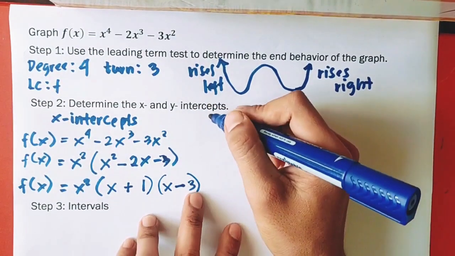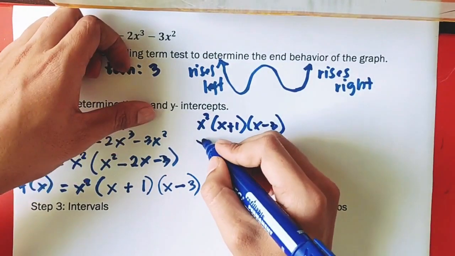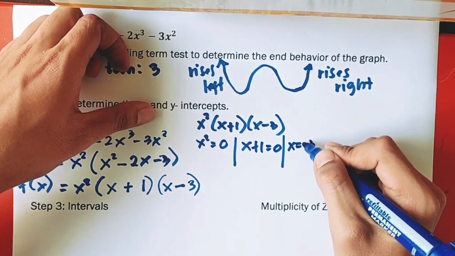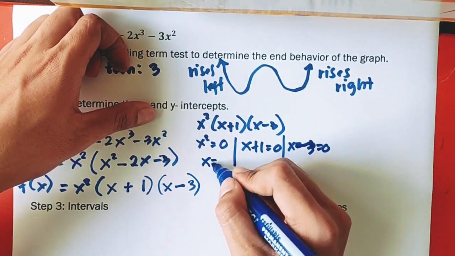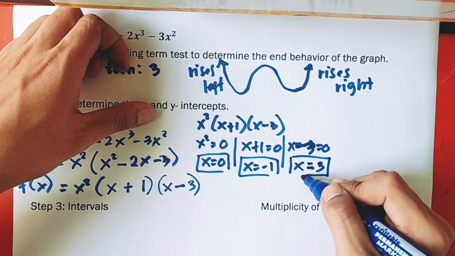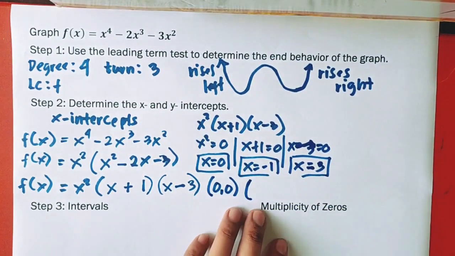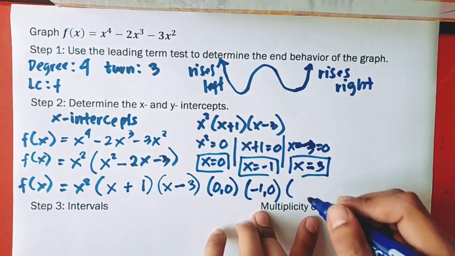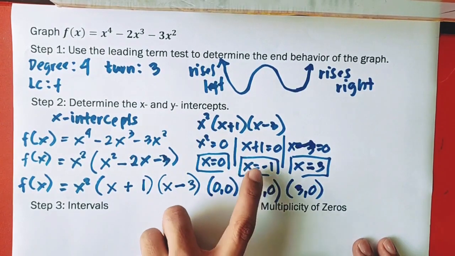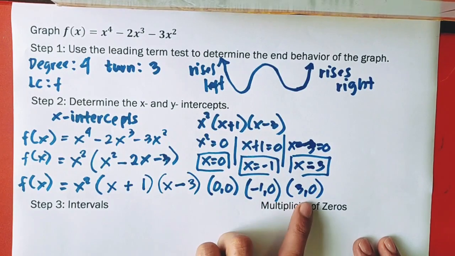Okay, here we have now the x-intercepts. Let's get this one first. So x squared equals 0. x plus 1 equals 0, equate to 0. x minus 3 equals 0. So x here is 0. x here is negative 1. x is positive 3. So the x-intercepts must be ordered pairs. So 0, 0. Y is always 0. Negative 1, 0. 3, 0. How do we get this one? It's up to you. If you're going to try this one using synthetic division, the remainder should be equal to 0. Okay? So these are now the x-intercepts: 0, 0, negative 1, 0, 3, 0.